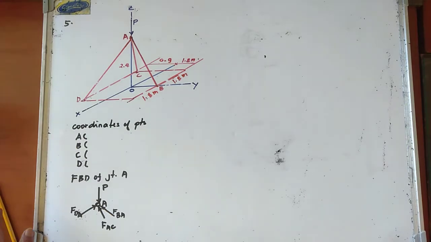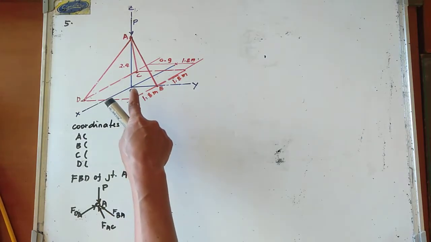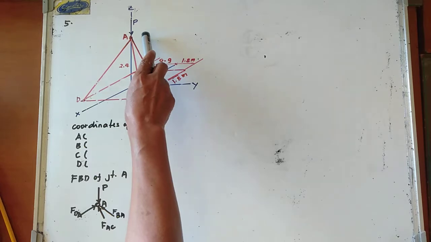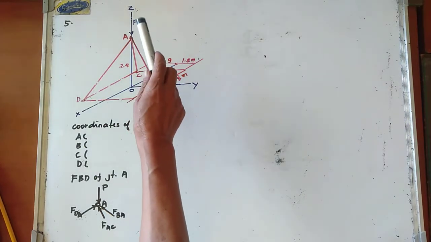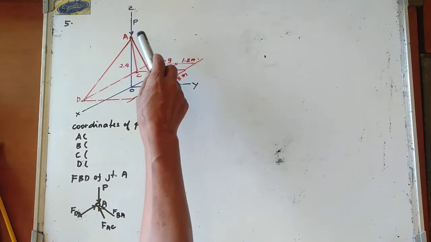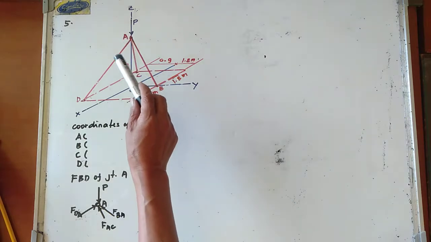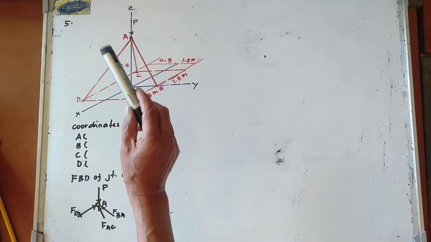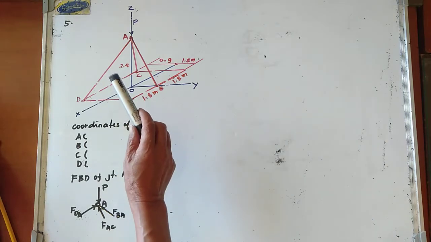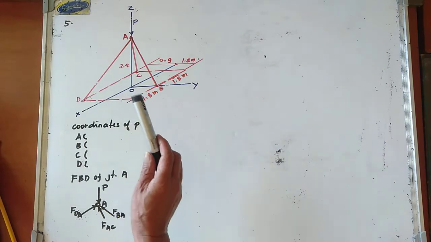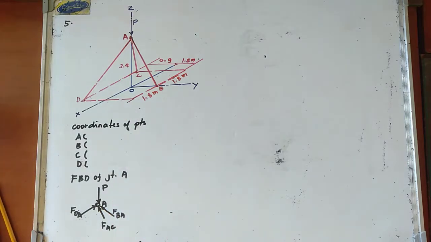This is now your sample number 5. We have a tripod that supports a load P of unknown magnitude. Find the maximum magnitude of P that can be supported if the force in any leg is limited to 8 kilonewtons. Assume that the legs are two-force bodies. Okay, so the force in any leg is limited to, or not to exceed, 8 kilonewtons.